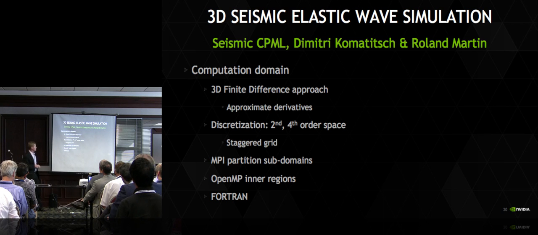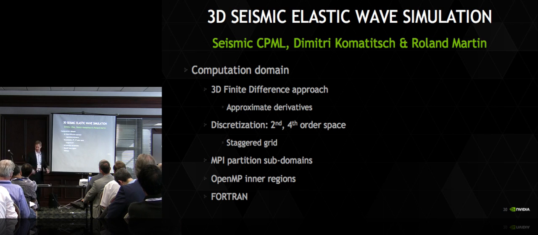There's a discretization in the second and fourth order in space. I talked about that already. Dimitri and team are using a staggered grid to help save on space. Space is at a premium as you're gridding these things up. So this is a reasonable test case, right? Now, the key here is it's also using MPI, non-blocking MPI, to do the domain partitioning. And that's on the subdomains. The inner regions are using OpenMP. This is what you get for free when you download this. It already is parallel. It's written in Fortran.